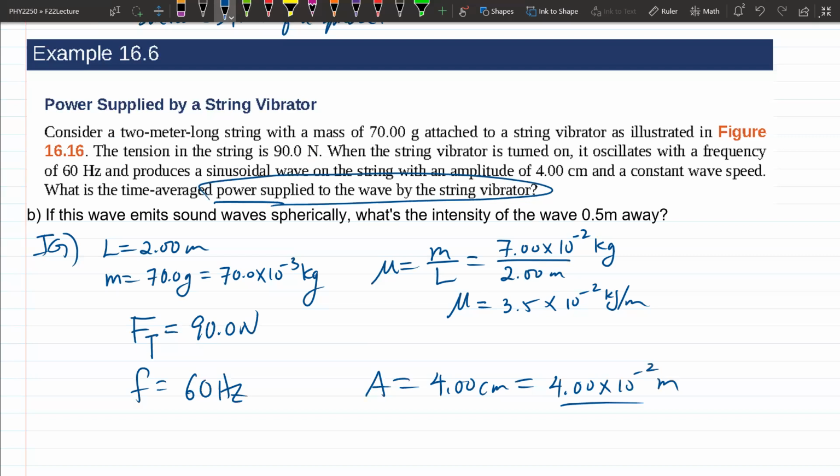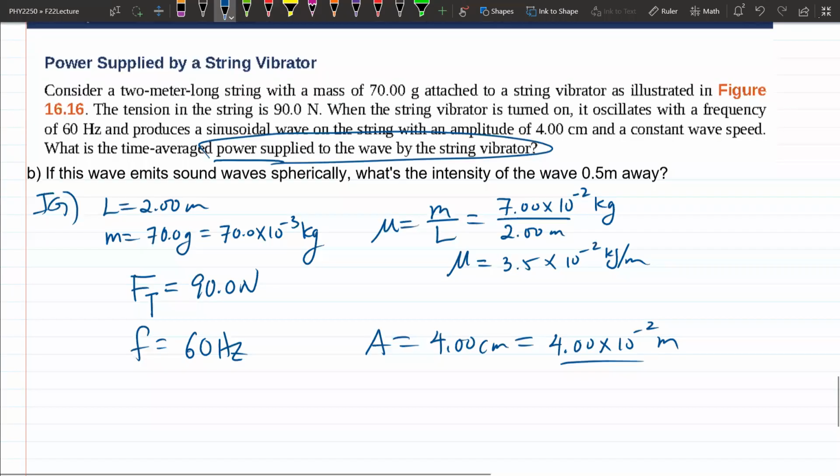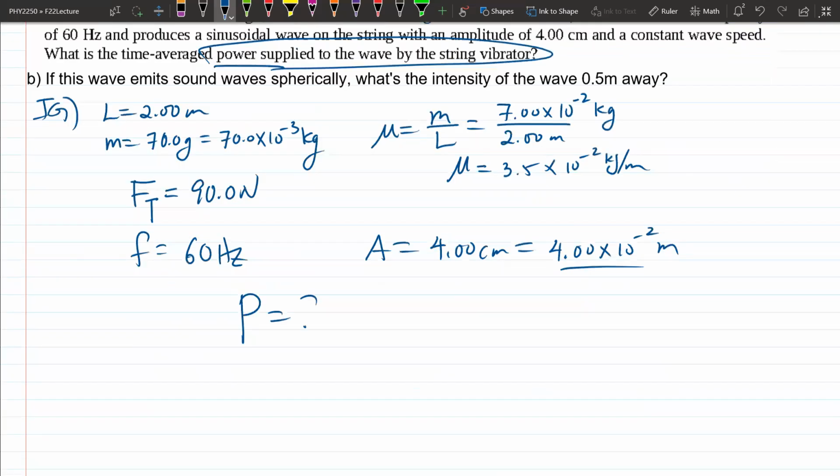The time average is just all that integration we did. So don't worry about the time average. So we want to figure out what the power is. Power, that's the big question mark. So what we're going to do to solve this is use the equation for power, which is 1/2 mu amplitude squared omega squared times the speed of the wave.